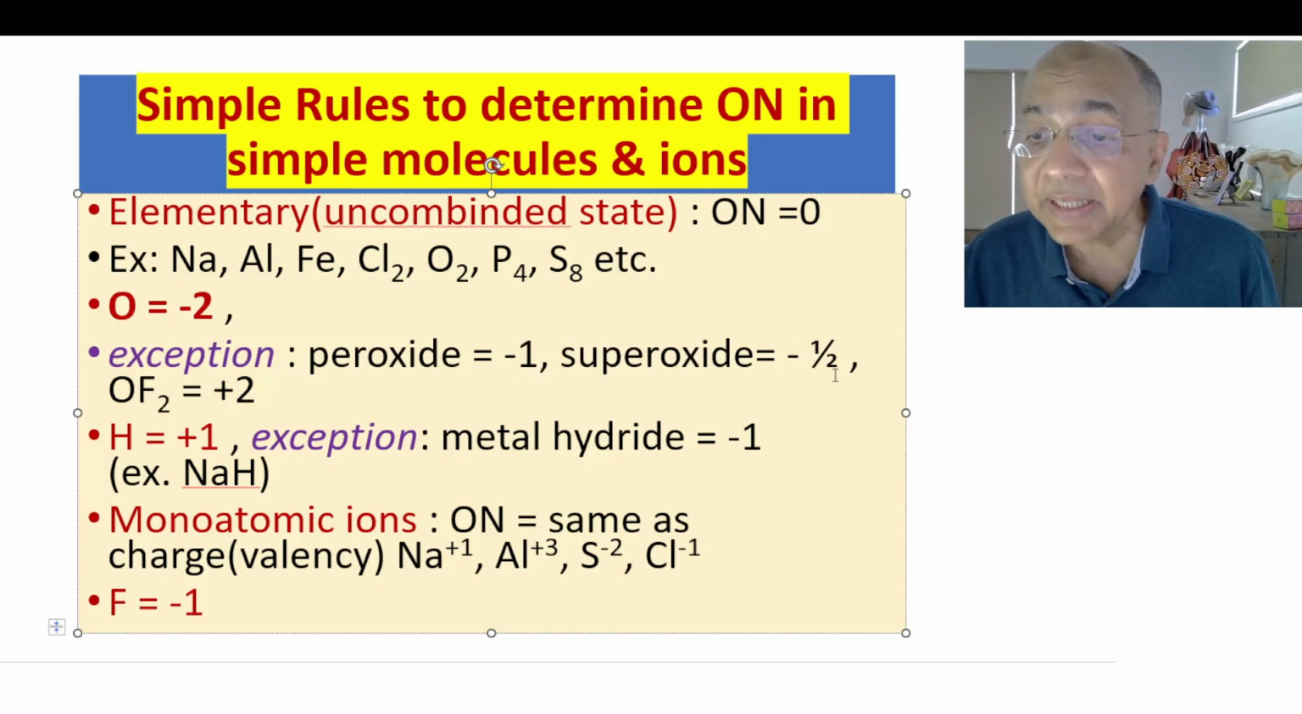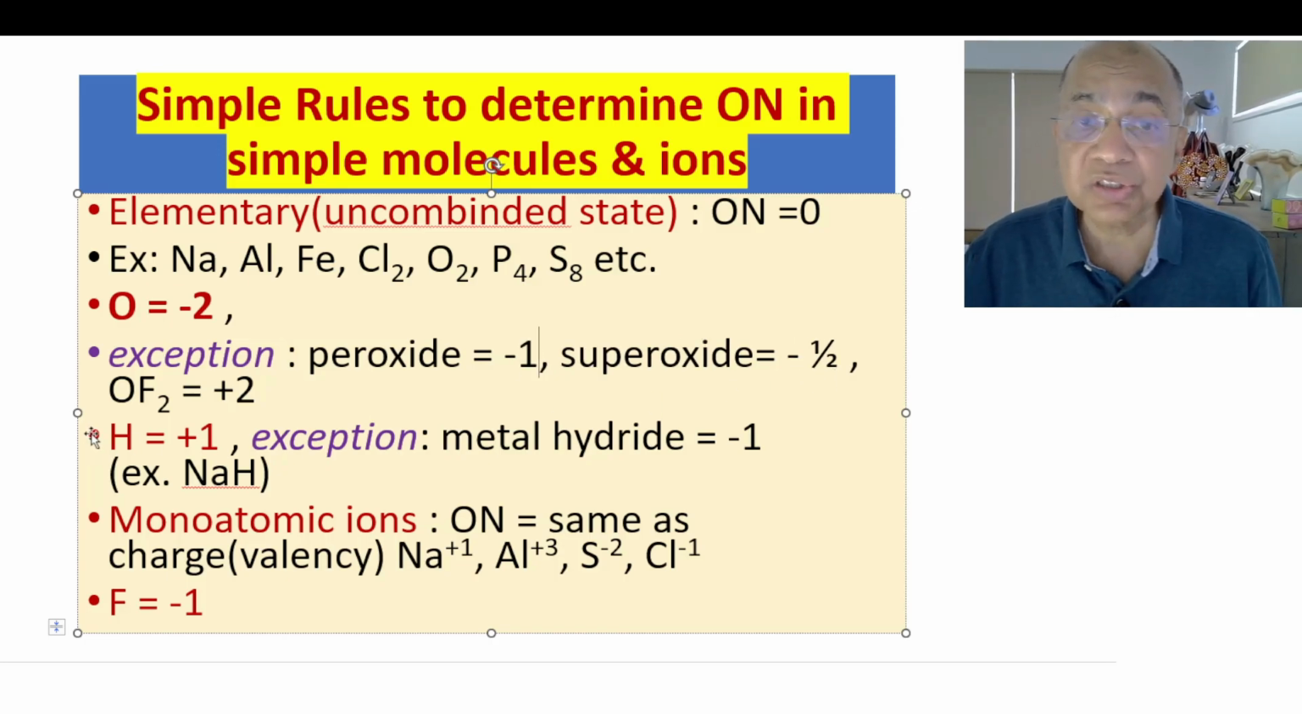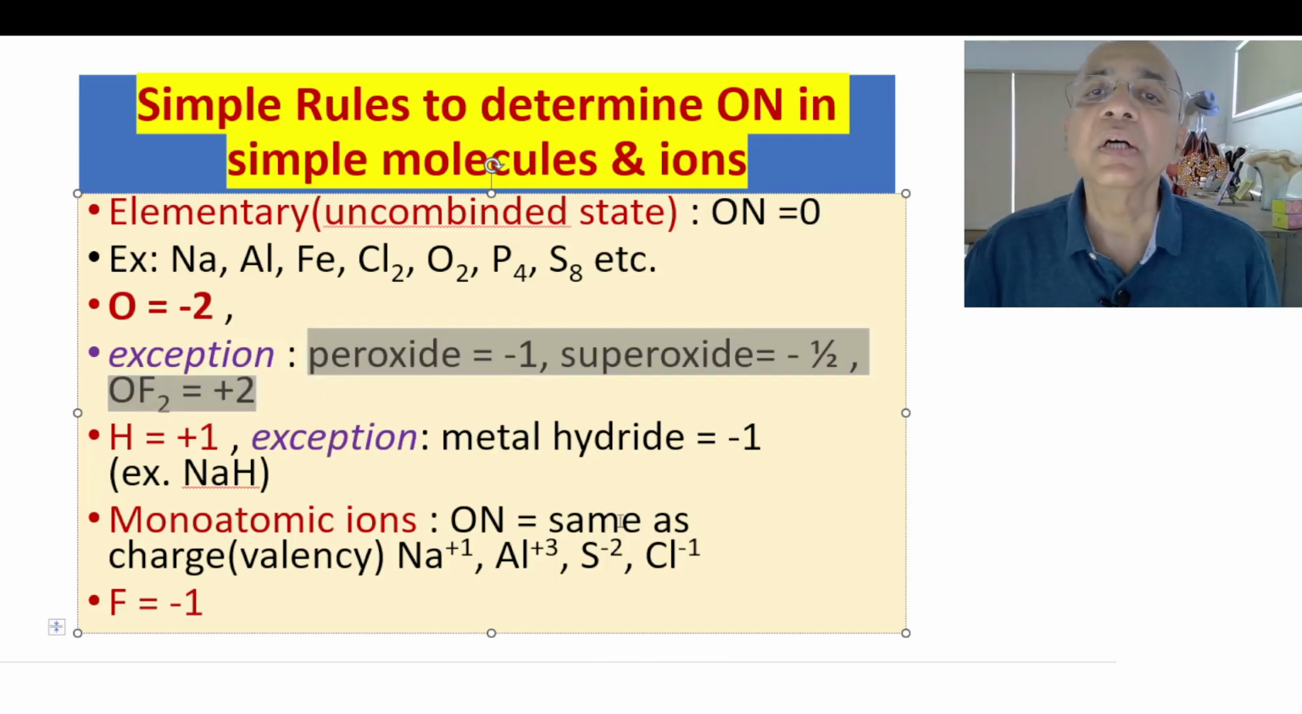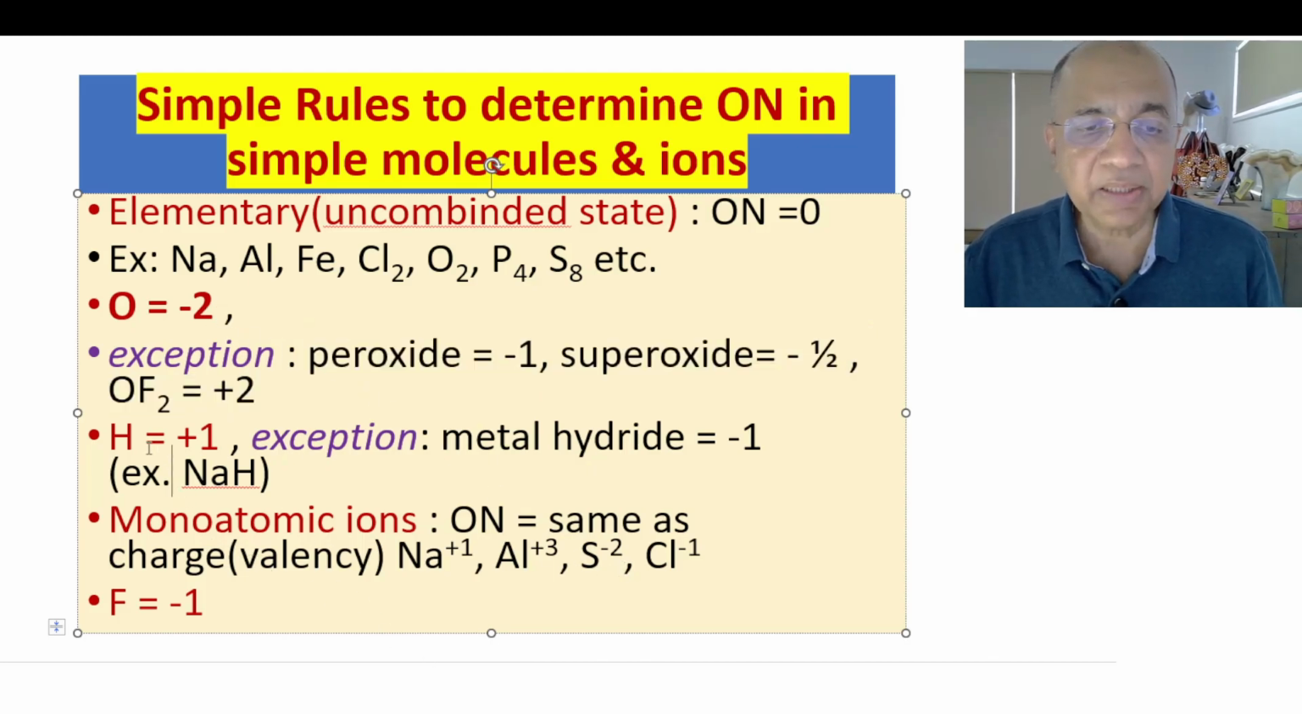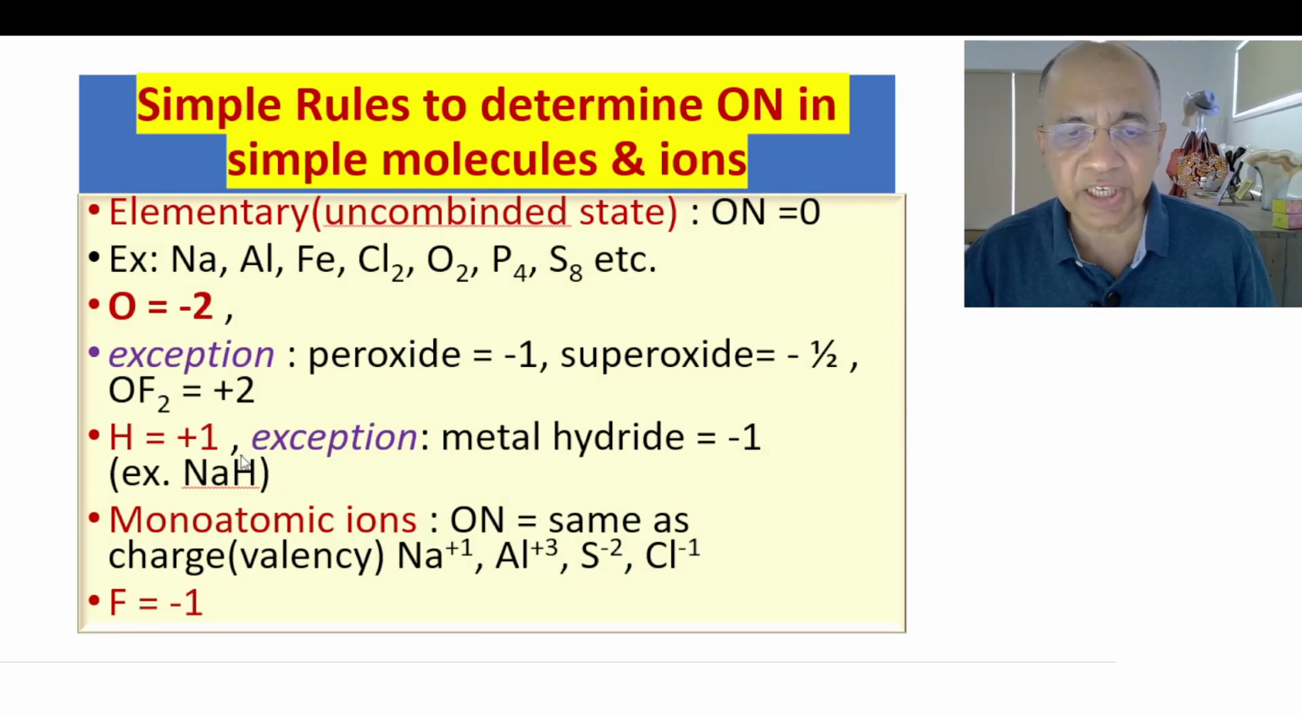And in superoxide it is -0.5, and in oxygen difluoride it is +2. So we'll not discuss anything about this now. -2 is the usual case. Similarly, the third one is hydrogen is always +1, except in metal hydrides in which it is -1, like sodium hydride, calcium hydride, aluminum hydride. In this case, it will be having -1.